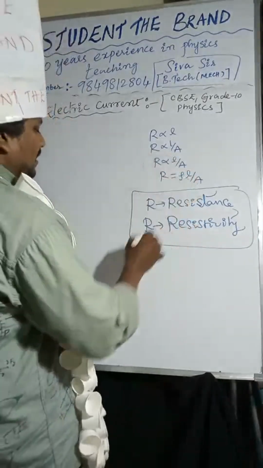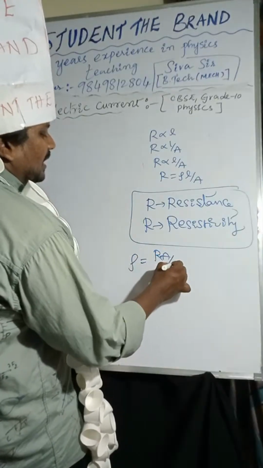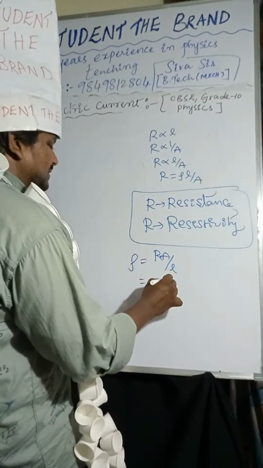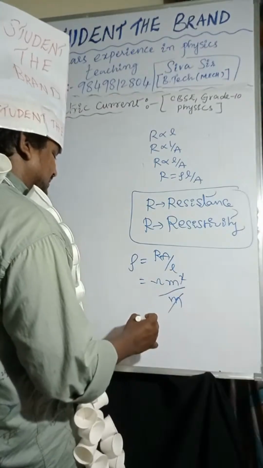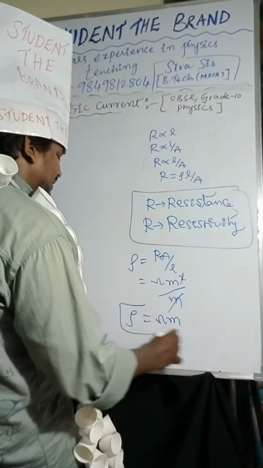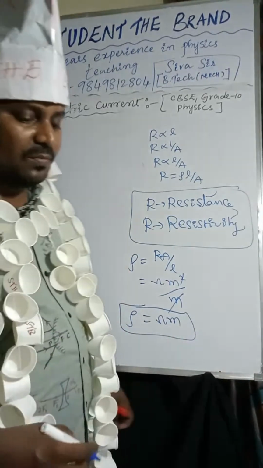So from here, rho equals RA by L. SI unit of resistance is ohm. SI unit of area is meter square. So meter gets cancelled, then ohm meter. So rho is in ohm meter. SI unit of resistivity is ohm meter.